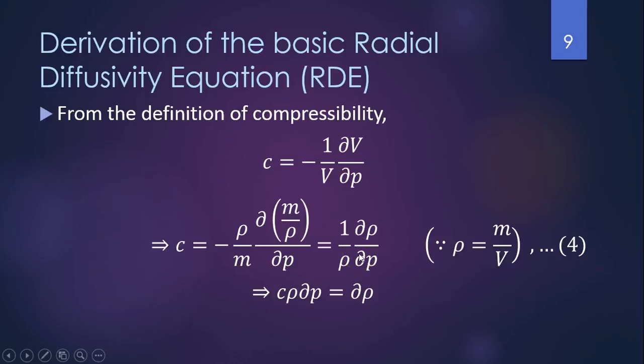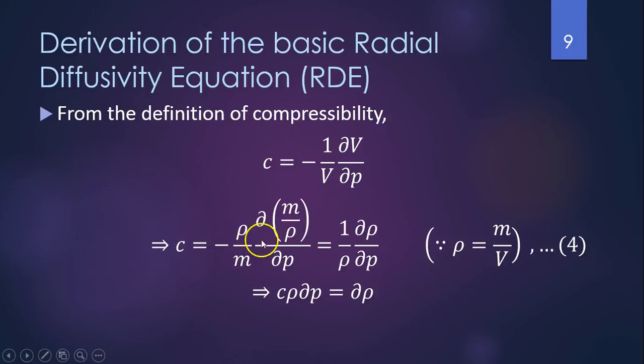Now we will use the definition of compressibility. From the definition of isothermal compressibility, c is equal to minus 1 by V ∂V/∂p, where capital V is the volume and p is the pressure. So this equation can be modified, where small m is the mass, and volume is replaced with m by ρ.